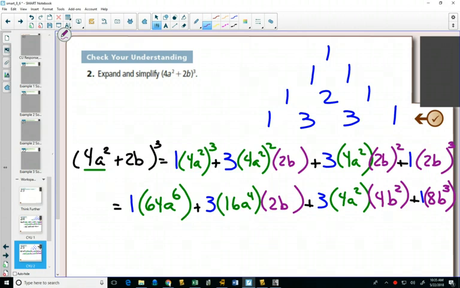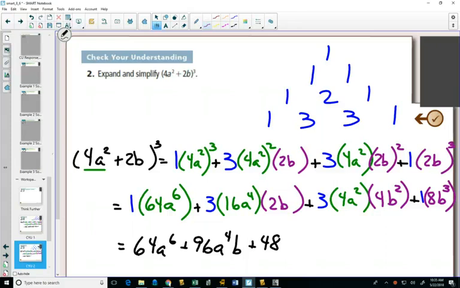Now that we've cleared that up, we can multiply everything out completely, and we will get 64a to the 6. 3 times 16 is 48, times 2 is 96a to the 4b, plus 3 times 4 is 48a squared b squared, plus 8b cubed. So this is using Pascal's triangle and the pattern to expand it.